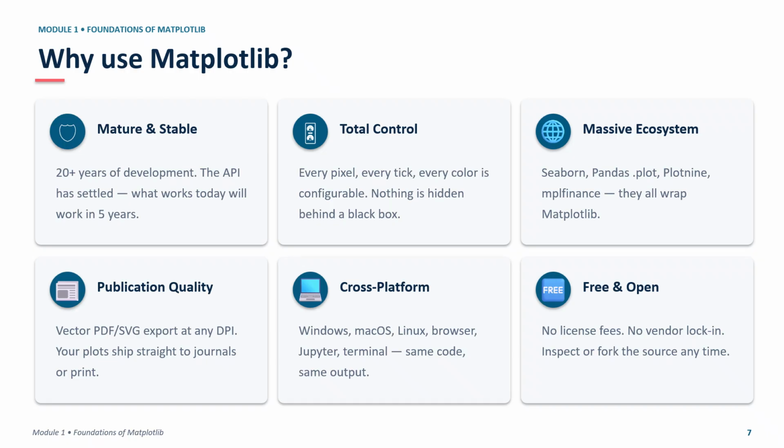Fifth, your Matplotlib code runs identically on Windows, Mac, Linux, and even inside a Jupyter notebook or in a terminal. The same code, same output everywhere. So it is cross-platform and independent. And sixth, it is free and open source. No software license is needed to use this library. You can read the source code, modify it, and contribute to it. This is the open source philosophy at work.